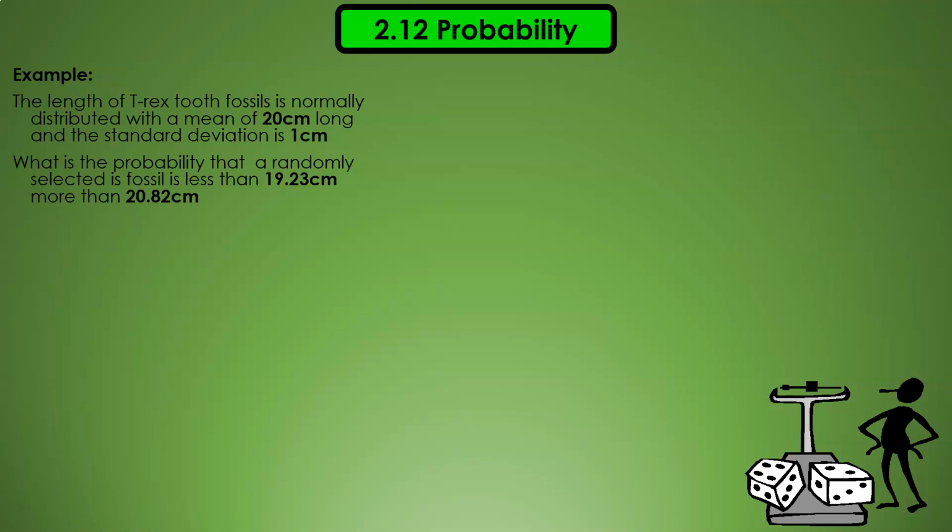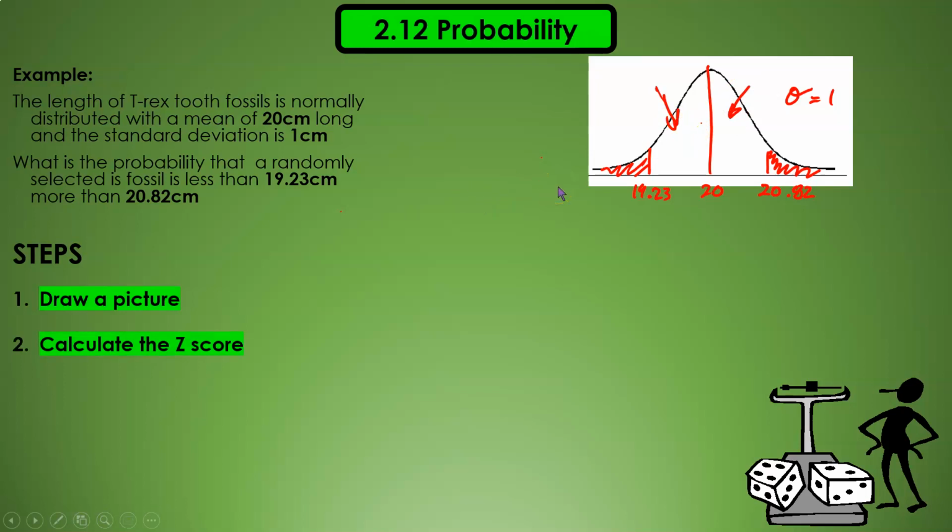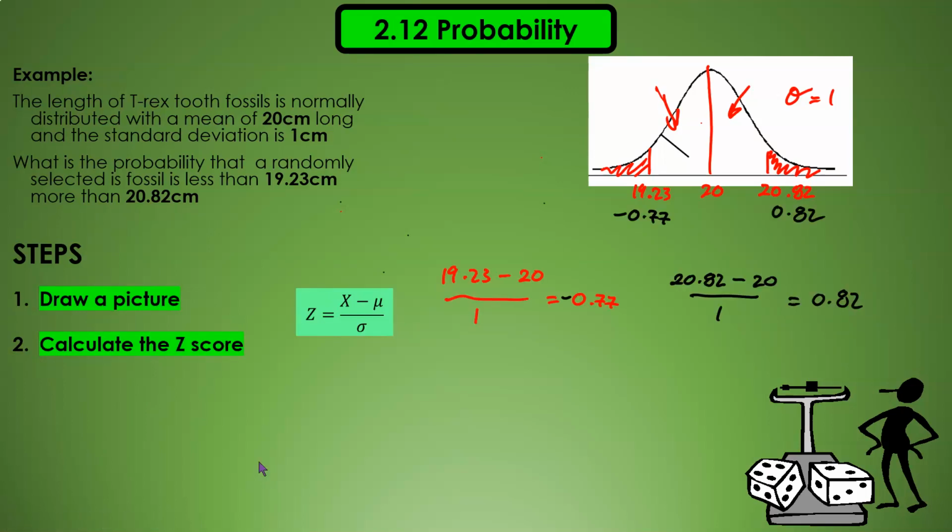Okay, hopefully you had a go at that and you've got an answer. So let's have a look. Steps again: draw the picture. There's our areas. We're going to try and find that area from the table and that area from the table. First, we'll calculate the z-score using the formula. Doing that calculation gives us minus 0.77 for the lower z value. The higher z value is 0.82.